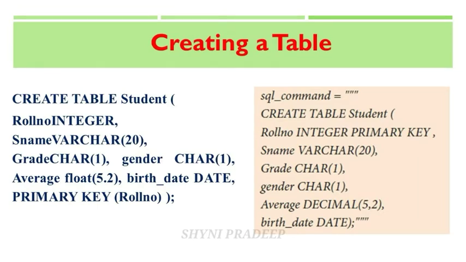Next, average. That should be a decimal value, which means a floating point value, like 5.2, 3.4. Next, birth date, that is a date. Next, primary key, roll number. Here the primary key is given to the roll number field. What does it mean?